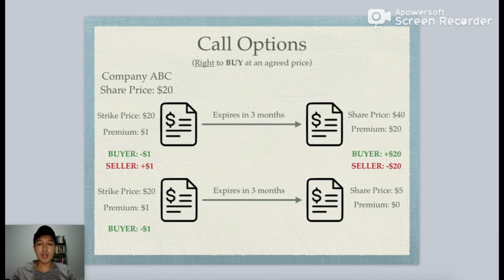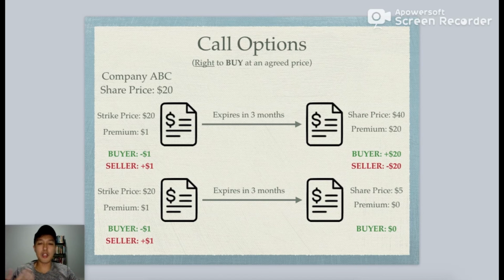How about the second scenario, if the share price went down? Likewise, for the buyer, you paid $1 to buy the contract initially, but when the share price went down to $5, do you get back anything? No, you don't get anything because the contract is worthless now. So technically your P&L will be -$1 because you paid $1. Okay, how about the seller?